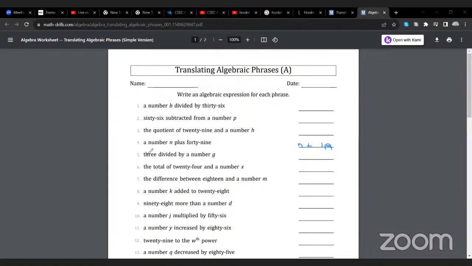What about number 5? Who's taking number 5? 3 divided by G. How do we write that? Could you put it in the chat, or write the answer? 3, division sign, then G. So that's the difference it makes when you explain it: 3, division sign, then G. Good. You're explaining the answer. That's better. All right.